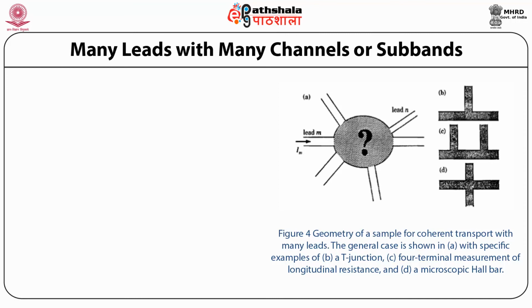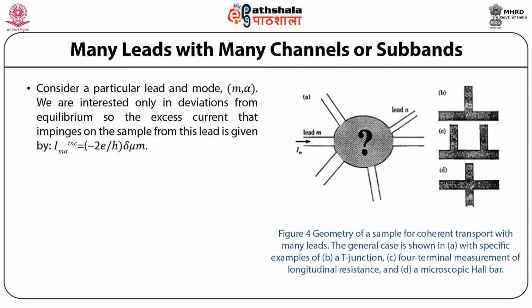Let us now discuss the other case, that is, many leads with many channels or subbands. This figure shows us the geometry of a sample for coherent transport with many leads. The first shows the specific example, the B, C, D figures show a D-junction, 4-terminal measurement of longitudinal resistance, and the D1 shows a microscopic Hall bar. Let us now consider a particular lead and a mode M alpha.